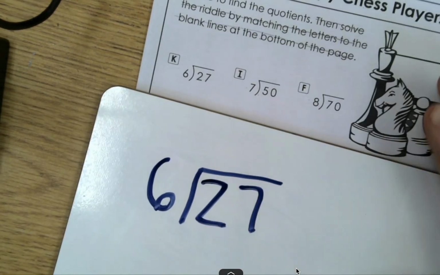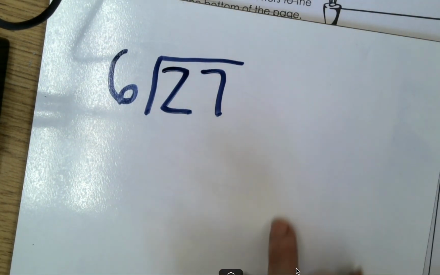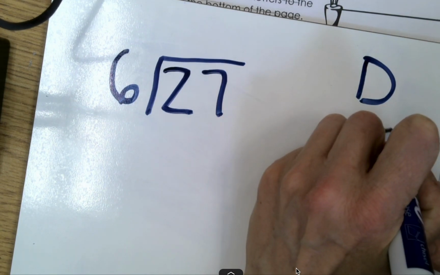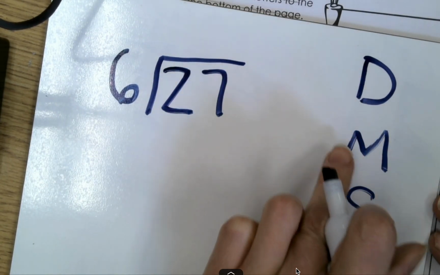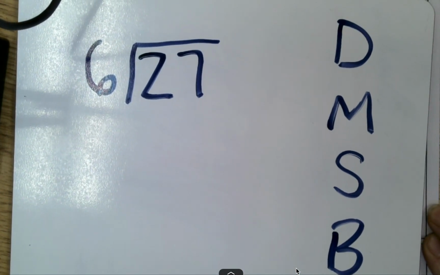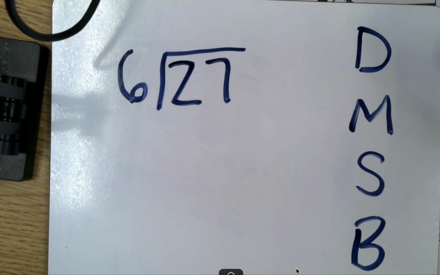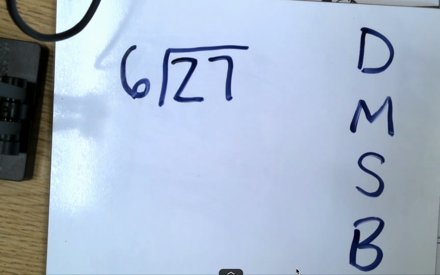I'm going to solve it on the whiteboard just so I have some extra room. And off to the side, I'm going to write 4 letters, and I know you know what they stand for. So it's our Does McDonald's Sell Burgers strategy. Let me make sure this all fits. And the D stands for divide, the M multiply, S subtract, B bring down. So we're going to start with divide.